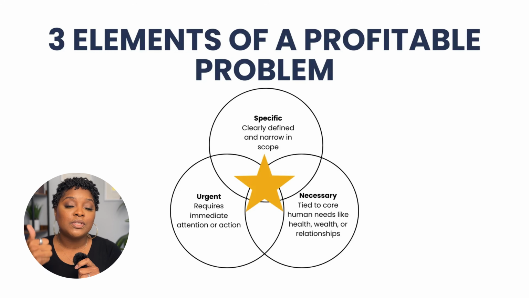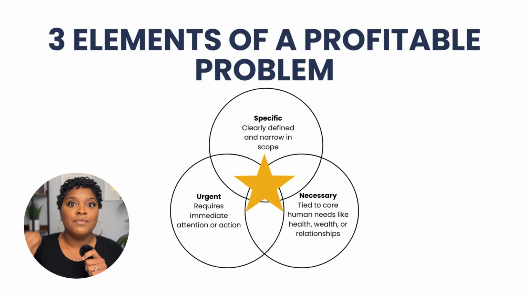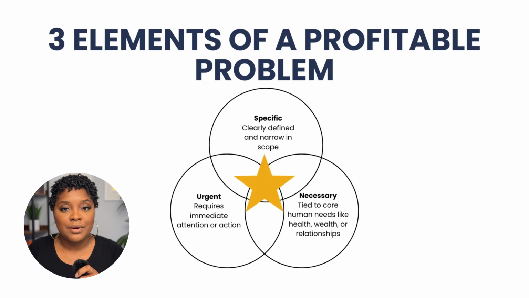Now, this is something that I coined, but there are three things that make up a profitable problem. First and foremost, the problem needs to be specific. You have to be solving something very specific for your customer or your ideal client. Then it needs to be something that is necessary, meaning they need to have this problem solved. So for instance, someone needs to lose weight for their health. This is something that's necessary. And typically this is going to fall in your health, wealth, or relationship categories.